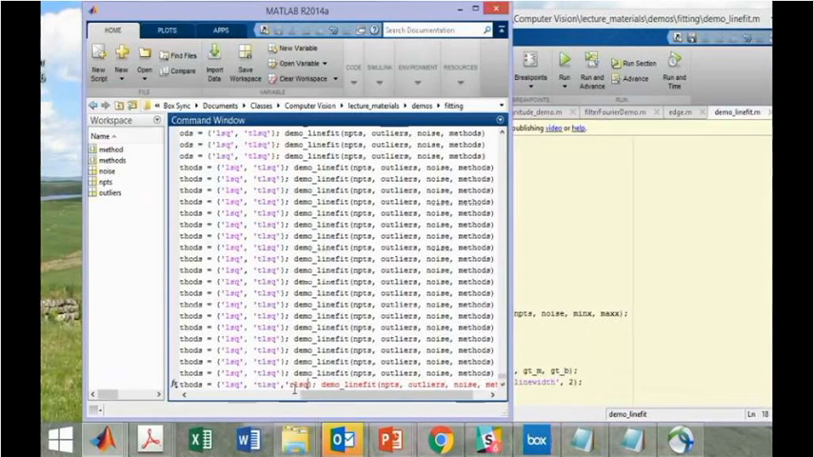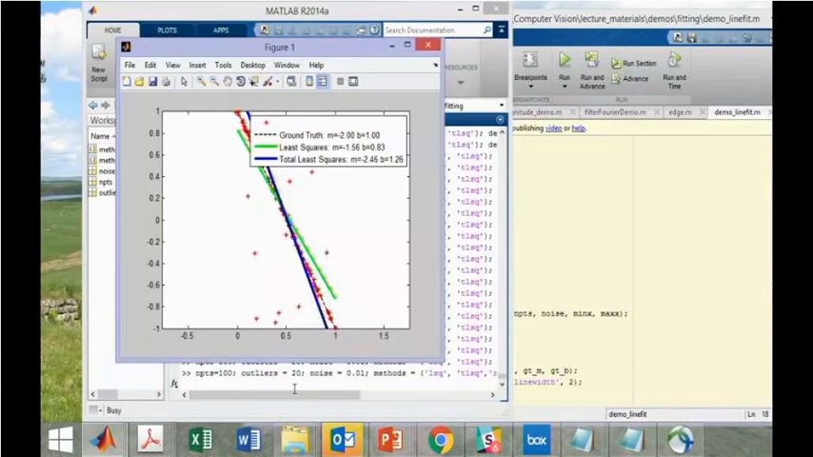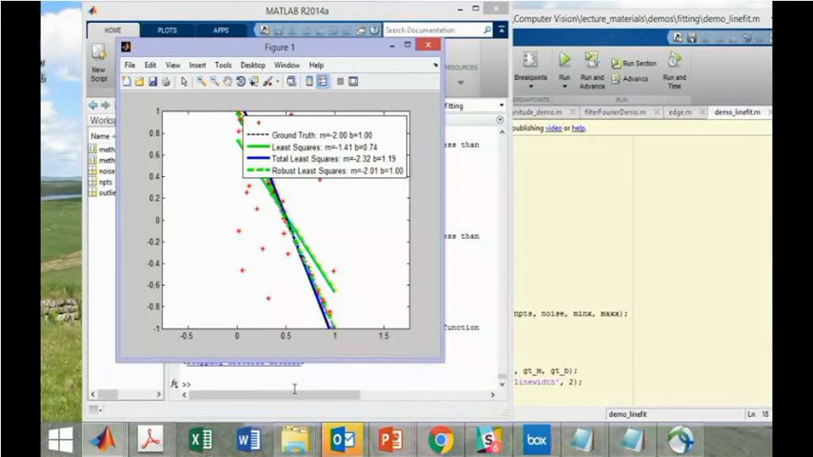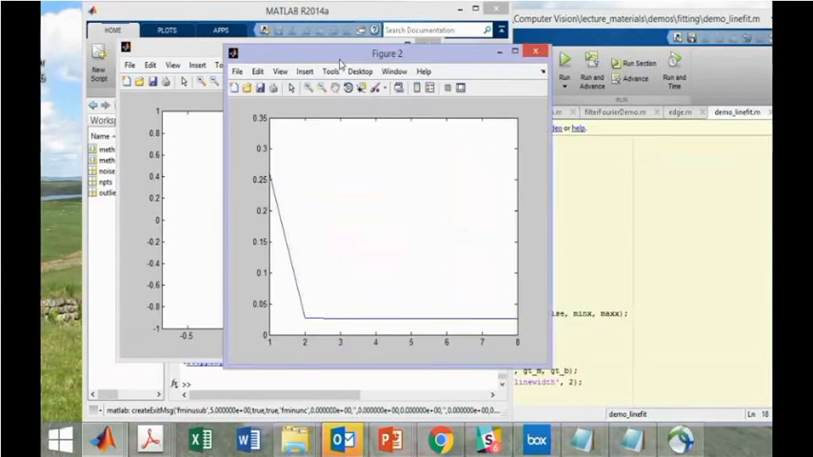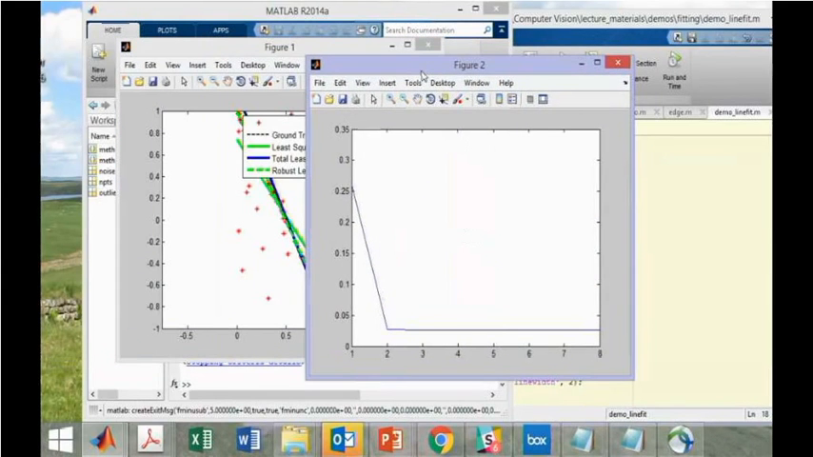RLSQ, I think it was. So this plot that I'm about to drag over shows you the median error as I go through the iterations of robust least squares. In the first iteration from least squares, the error was 0.25. And then it quickly drops down to like 0.03. And then it pretty much stays there.